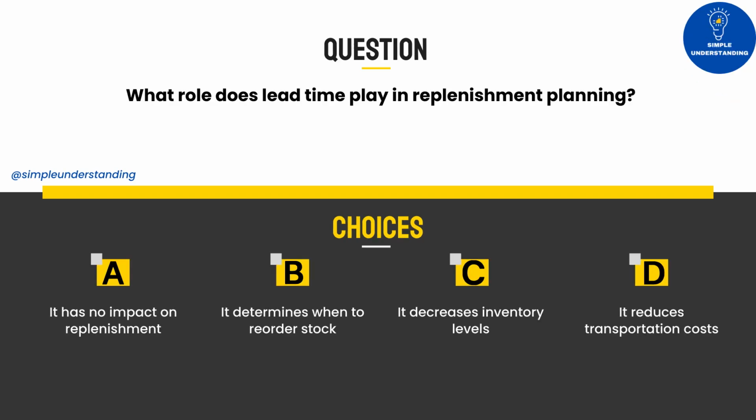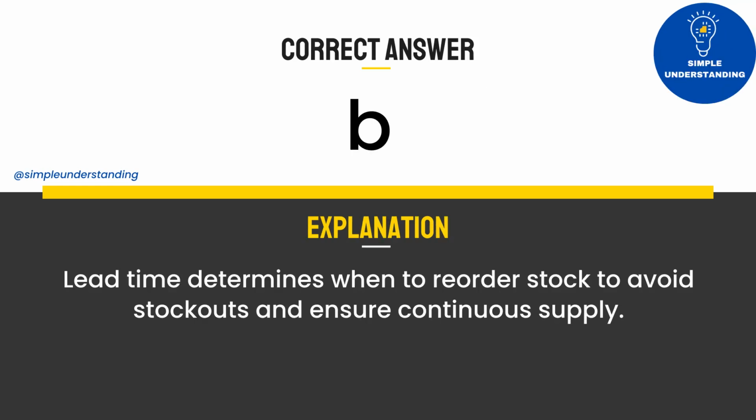5. What role does lead time play in replenishment planning? A. It has no impact on replenishment. B. It determines when to reorder stock. C. It decreases inventory levels. D. It reduces transportation costs. Correct answer: B. Overall explanation. Lead time determines when to reorder stock to avoid stockouts and ensure continuous supply.